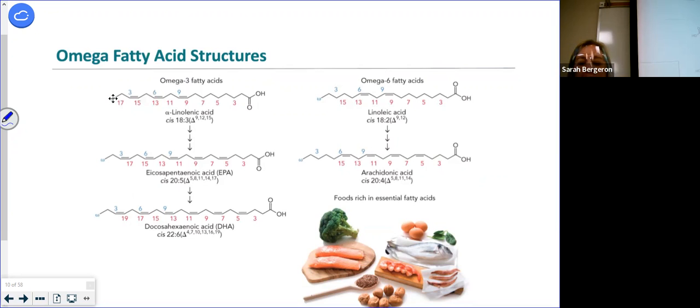Okay, so if you look at an omega fatty acid, the omega carbon is all the way over here on the other side of the carboxylic acid, right? So you count inwards, and this is called an omega-3 fatty acid. But does that tell you about the entire molecule? No, you have many different fatty acids that can be omega-3 fatty acids, right?